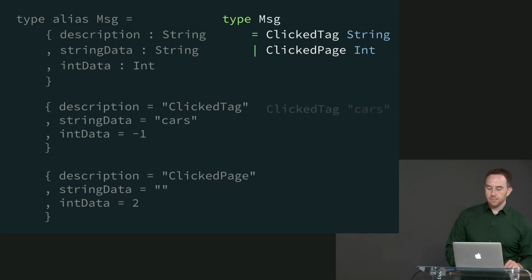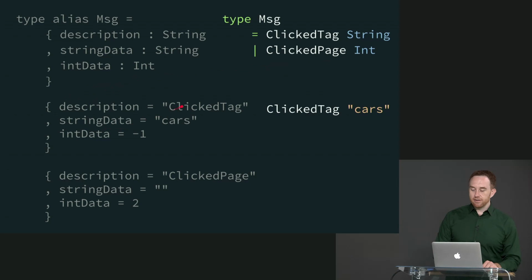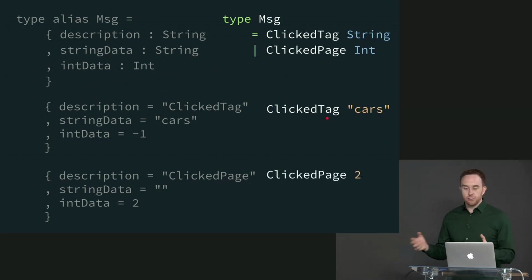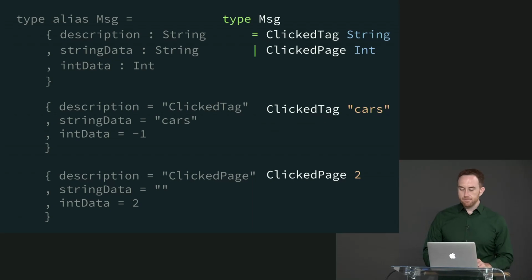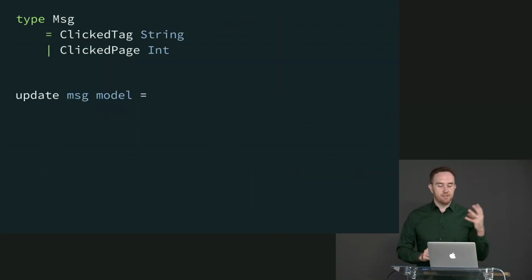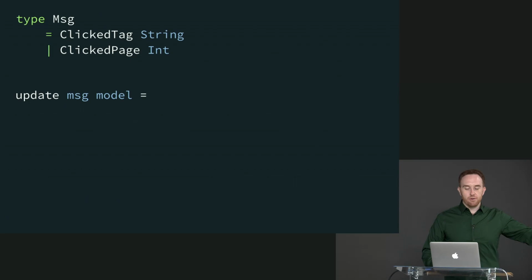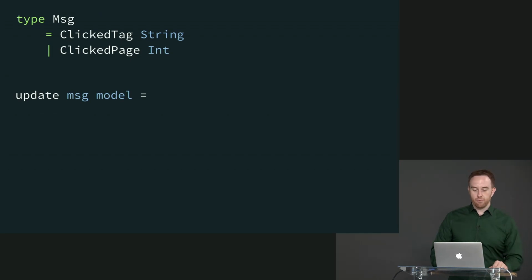its job. Great. Now this whole record gets replaced by clicked tag cars, and this whole record gets replaced by clicked page 2. That's it. So now, if this is our new message type, we've gotten rid of the old type alias message, and now we're using a custom type for it.